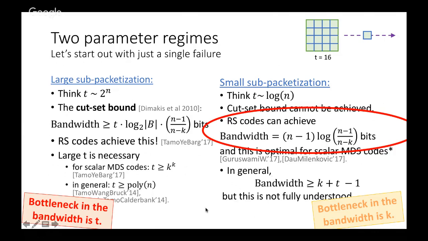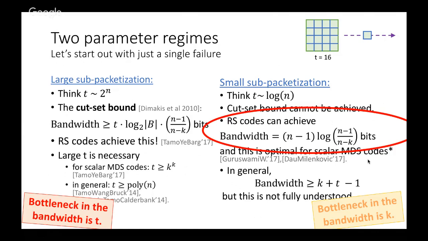For the result you're circling, so are you contacting all n-1 nodes? That's right. You contact the n-1 surviving nodes, and you download this many bits from each. So in particular, if k is like n/2, you're downloading just one bit from each surviving node. If you want to contact fewer nodes, you can do that as well, and I'll get to that at the end of the talk.